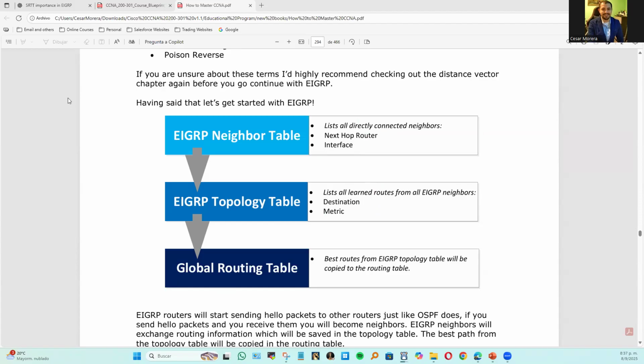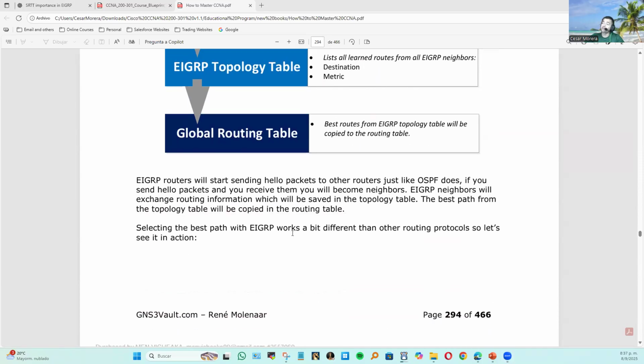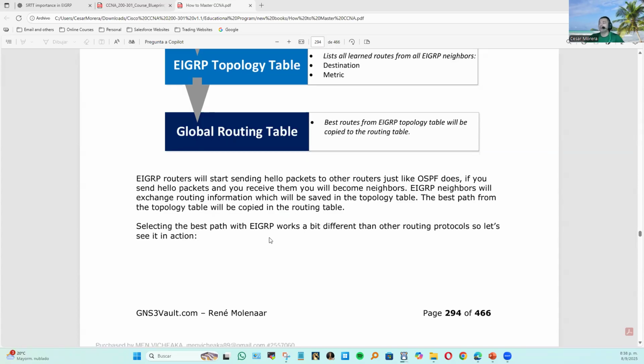So let's go ahead and clear the drawings for a moment and continue moving on. Okay, what else do we have? EIGRP will start sending hello packets to our routers, just like OSPF does. If you send hello packets and you receive them, basically they will become neighbors. EIGRP neighbors will exchange routing information, which will be saved in the topology table. The best path from the topology table will be copied into the routing table.